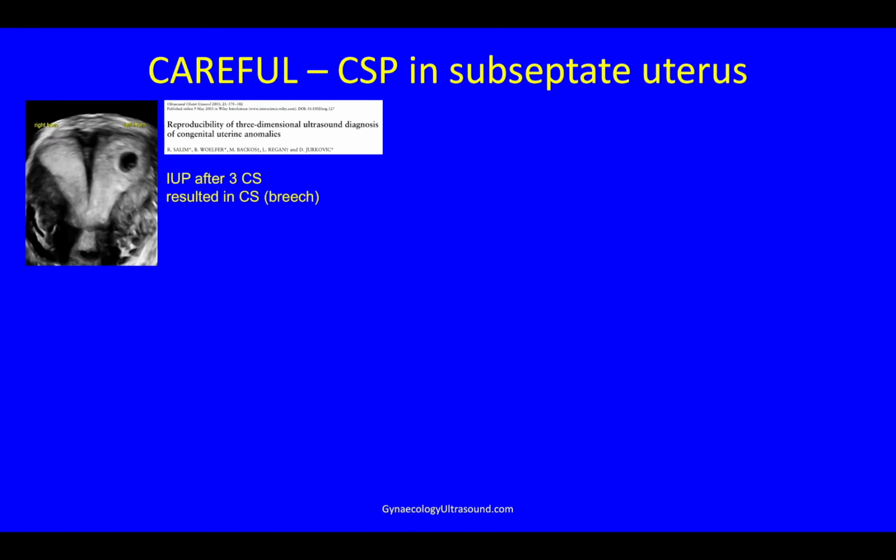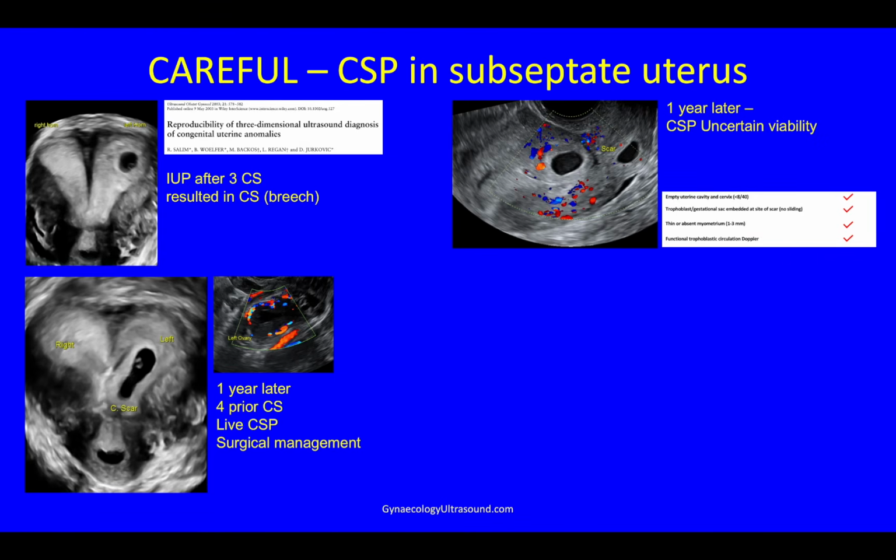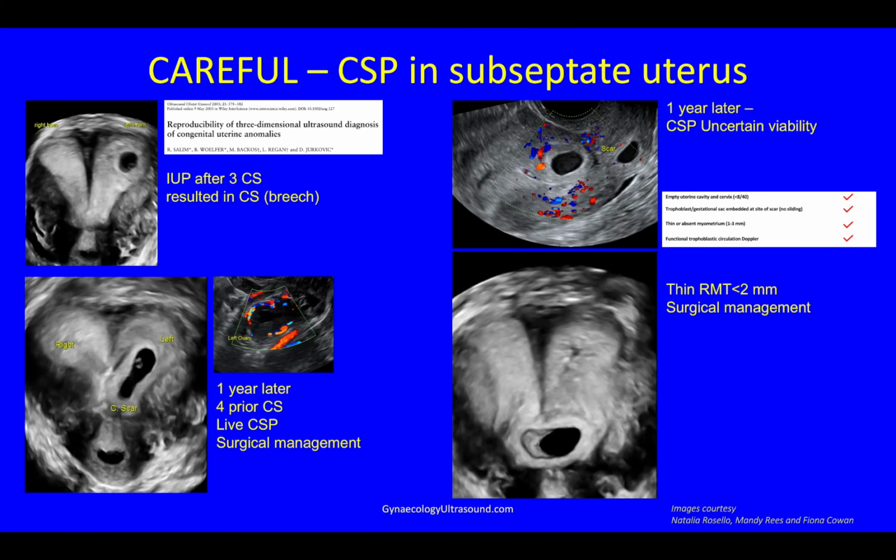In patients with a subseptate uterus, this patient had 3 sections. This was her normal intrauterine pregnancy, another breech, another section. And a year later, she conceived again, and the pregnancy was lower this time. On 2D, it was a scar pregnancy, and she had surgical management. And a year later, she had another scar pregnancy. This one was of uncertain viability. And this is the 3D of that pregnancy. We don't diagnose them on 3D. This is just what it looks like on 3D. And she had an uneventful surgical management.